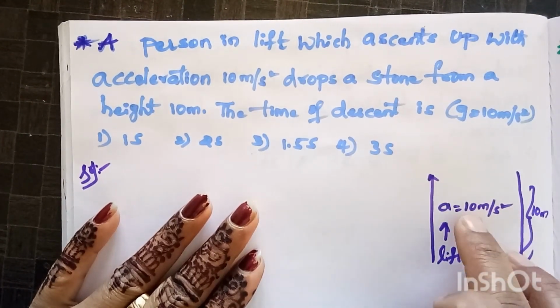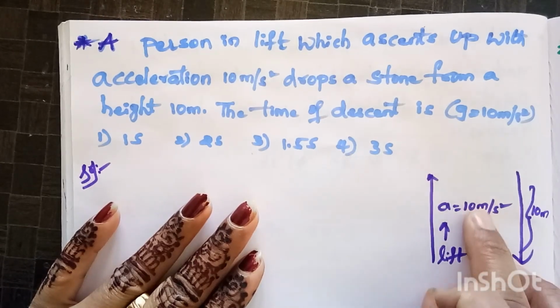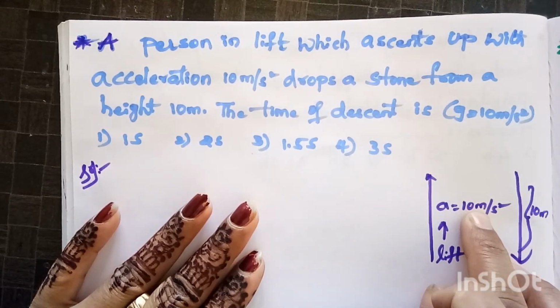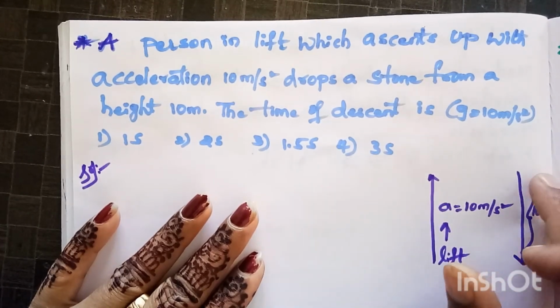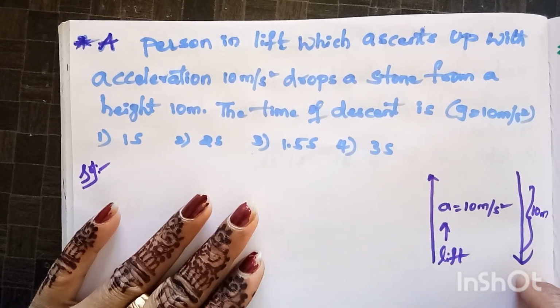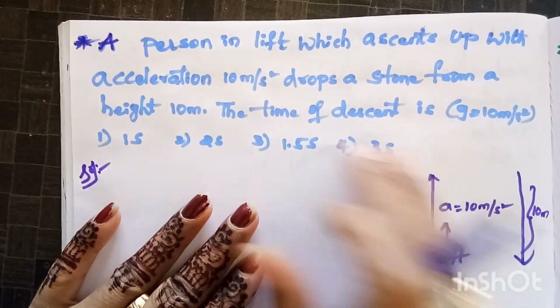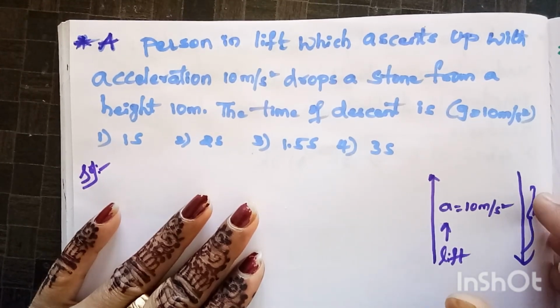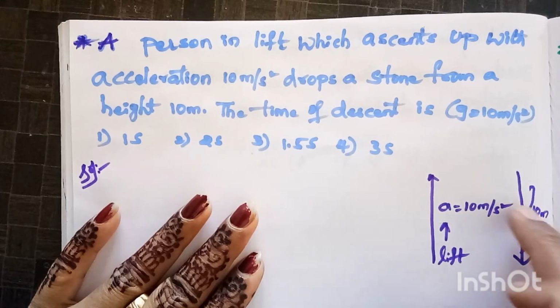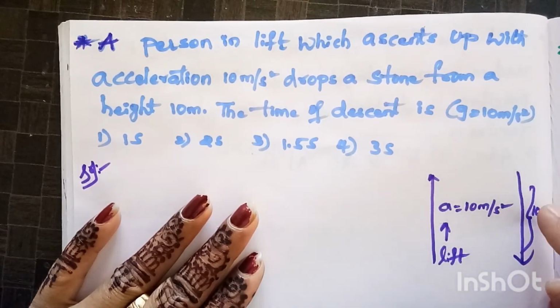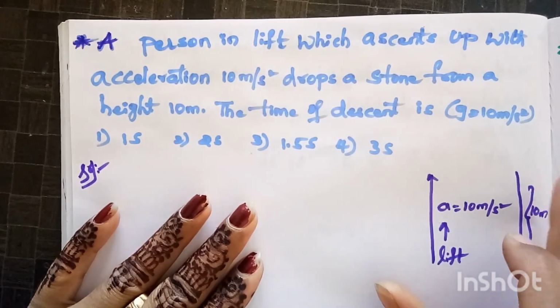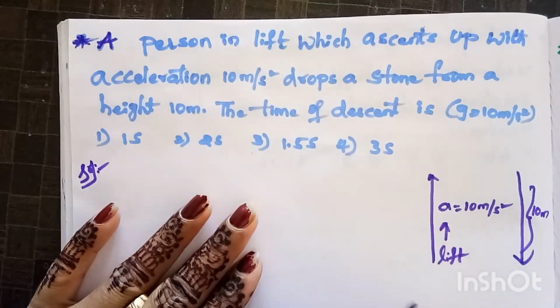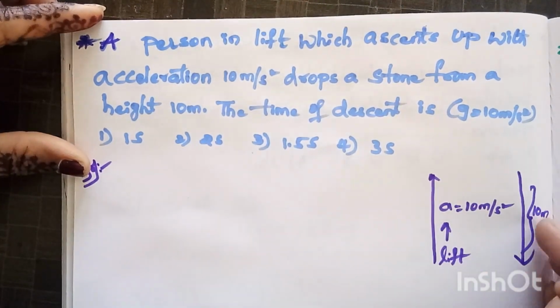A person present in the lift moves up with an acceleration of 10 meter per second square. That person has dropped a stone from a height of 10 meters. They say to find the time of descent. Time of descent means the time taken by the stone to reach the ground. As the person is throwing the stone downward from a height of 10 meters, we are going to find the time of descent for the stone.